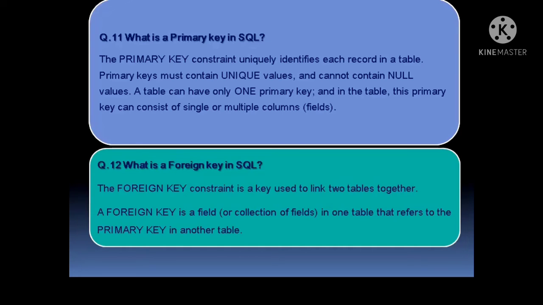Question number 12. What is a foreign key? The foreign key constraint is a key that is used to link two tables together. A foreign key is a field in one table that refers to the primary key in another table.